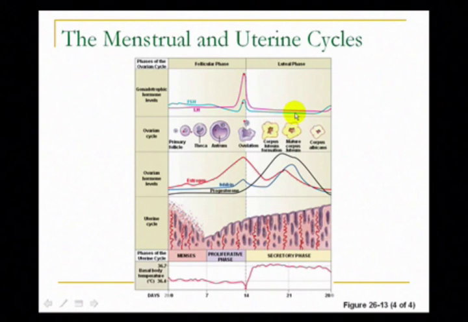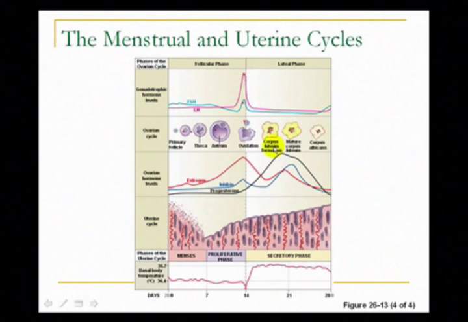And then those levels will drop off, and your corpus luteum will start producing estrogen. So you have another spike in estrogen, a smaller spike, but estrogen stays relatively high. And you can see that progesterone, which was very low during the follicular phase and ovulation, starts to increase quite a bit. This is during the luteal phase.